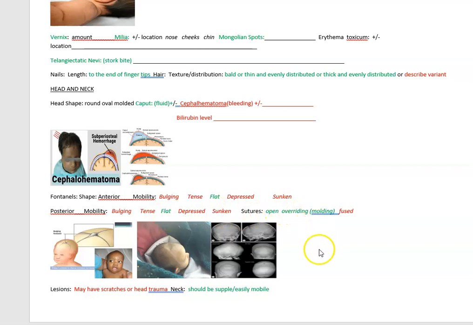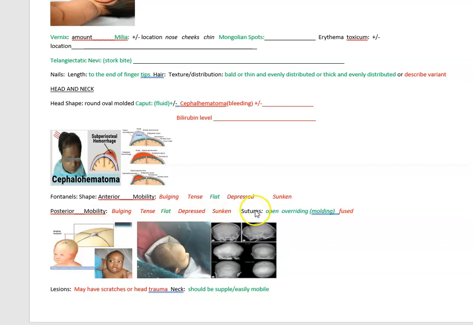And then the sutures should be open. You can see how all of these sutures are open. Okay, and that's good. That allows the baby's head to grow. It allows the plates to shift, and that can cause the sutures to be overriding. So this plate can go over top of that plate, totally normal, causes a cone head. It usually resolves on its own, no big deal.